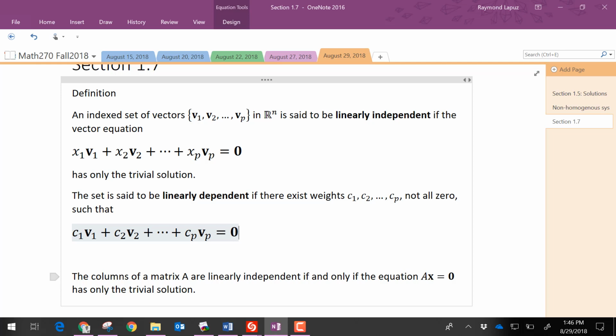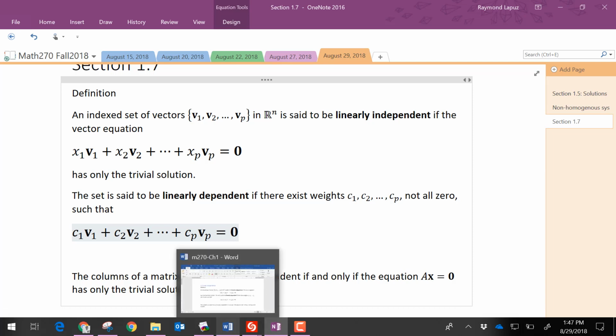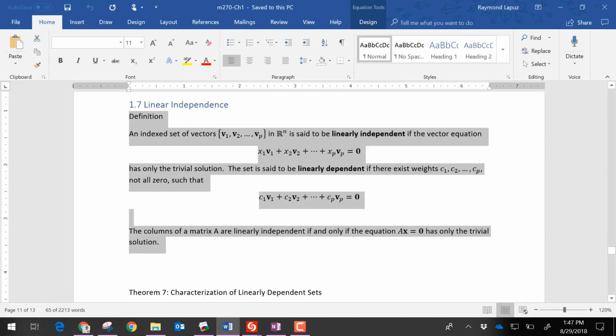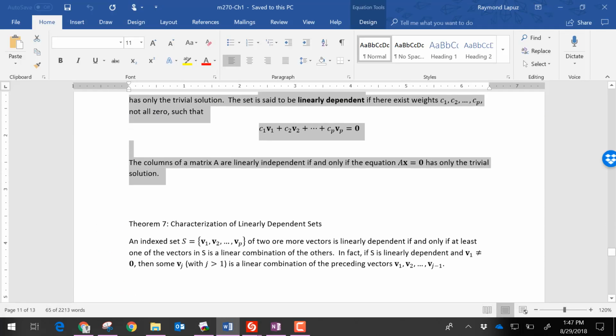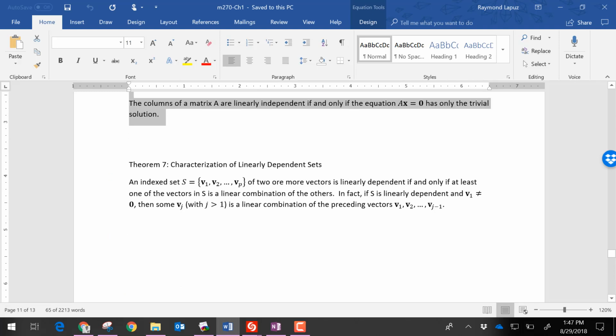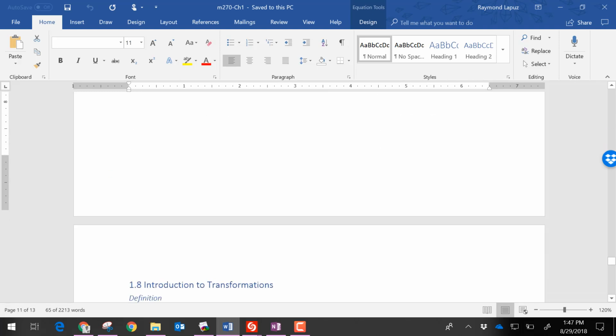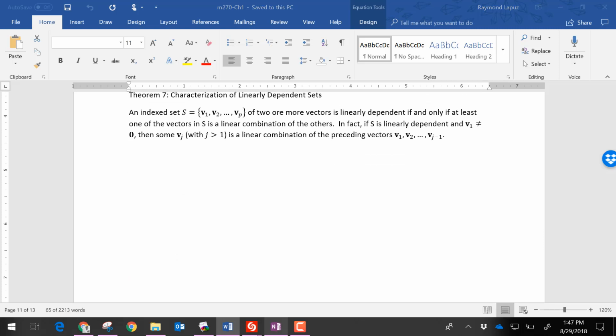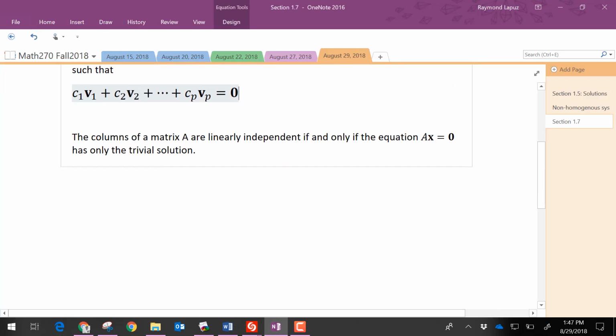Okay, so we can take a look at and play around with the idea of what it means to be linearly independent in a common sense way, by looking at, maybe, two vectors. Oh wait, Theorem 7 is kind of complicated. Let's do what I was saying. Two vectors.